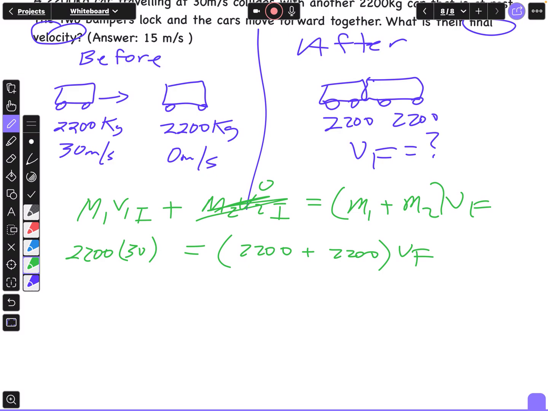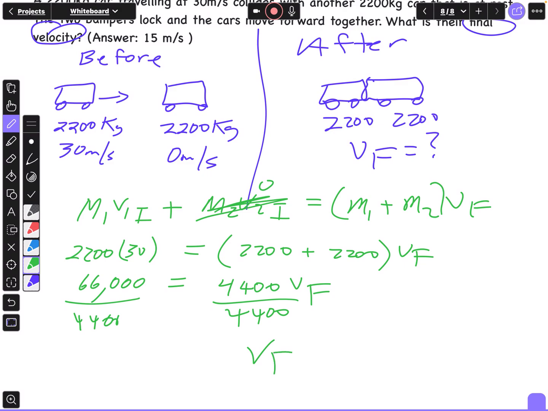Now 2,200 times 30 is going to be 66,000 equals 2,200 plus 2,200 is 4,400 times VF. Divide both sides by 4,400, and VF is going to equal 15 meters per second. And that's how you work these problems.